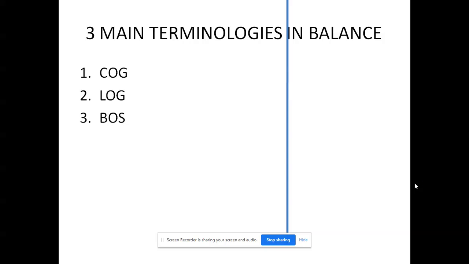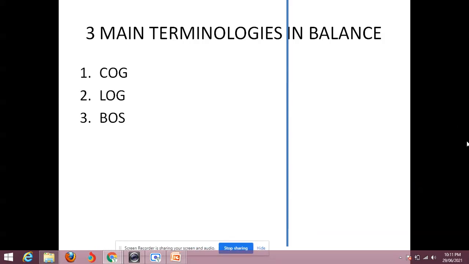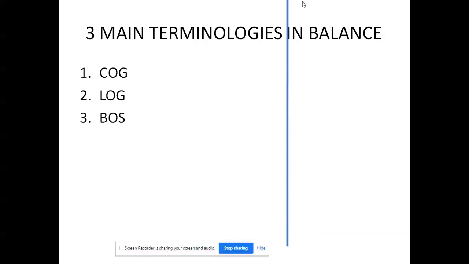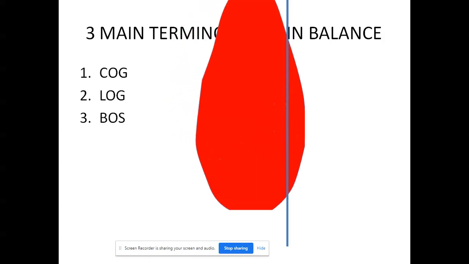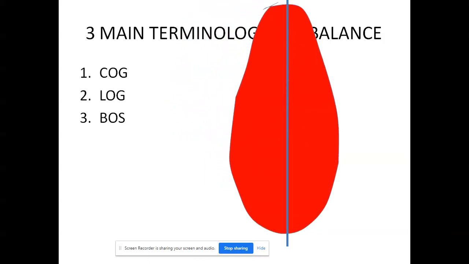between the 2 feet. If the LOG, that is line of gravity, falls within the base of support, the body is termed stable. If the LOG falls ahead, behind, or away from the base of support, that body is termed to be unstable. Consider this line to be your LOG and consider this one to be a human being.